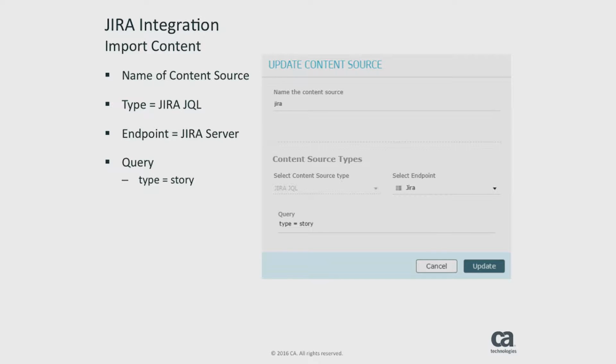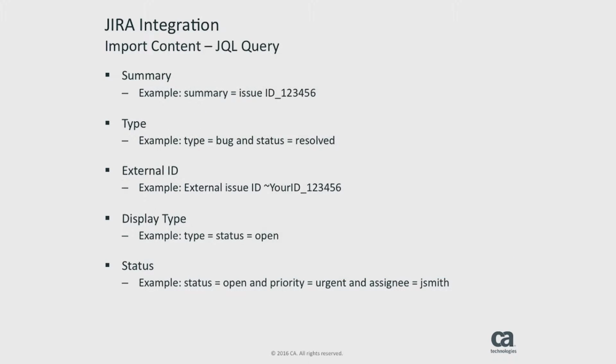Now, the importing content here is a little bit different. It basically uses queries to go out and query JIRA to get the information you want. So you'll give it a name that says whatever the source is that you're trying to get. The type, of course, is your JIRA JQL. The endpoint is your JIRA server. And then you define the query you want to run. And these can get fairly interesting. In fact, here's a good example of what's in the help guide. You can do summaries, types, external IDs, display types, and status, or you can combine a lot more stuff too.